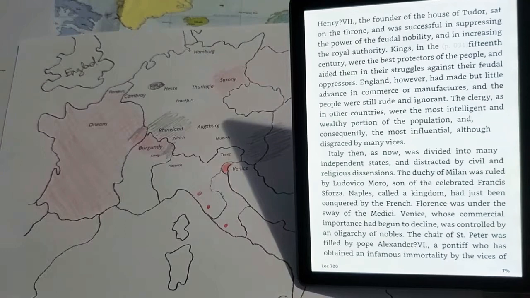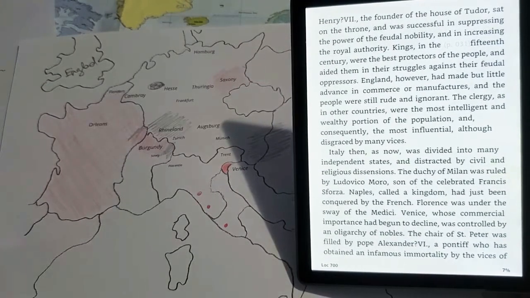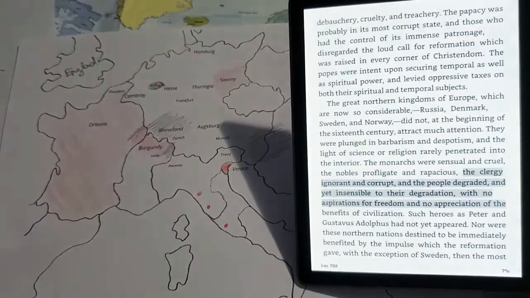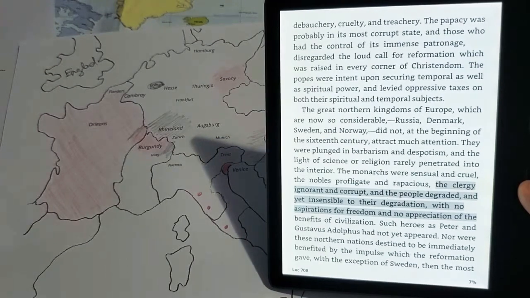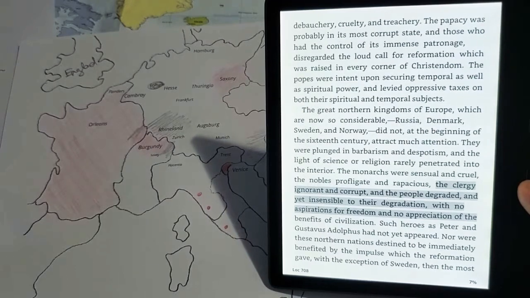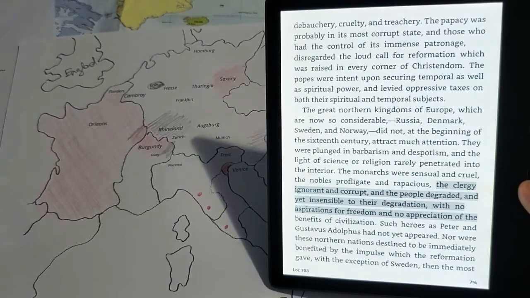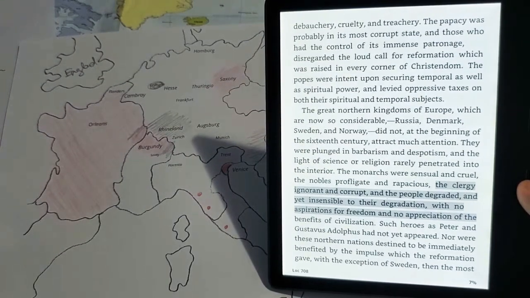This chair of St. Peter, the Pope, was filled by Pope Alexander VI, a pontiff who has obtained an infamous immortality by the vices of debauchery, cruelty, and treachery. He was a bad pope. The papacy was probably in its most corrupt state, and those who had the control of its immense patronage disregarded the loud call for reformation, which was raised in every corner of Christendom. So again, this is before Luther's nailing of the 95 Theses.